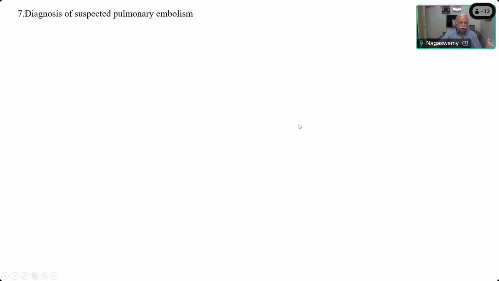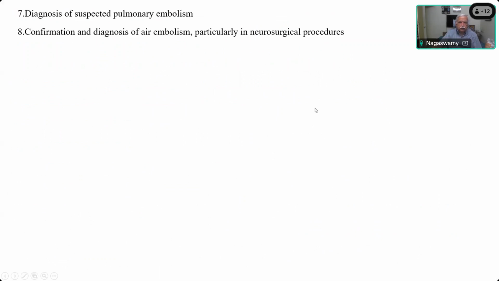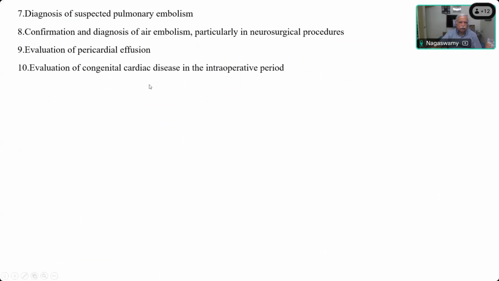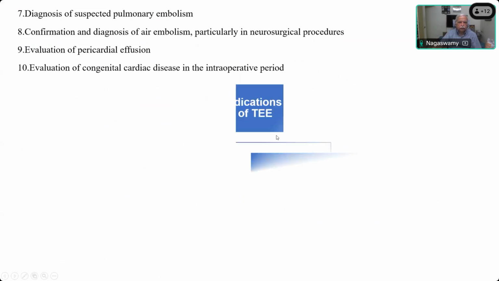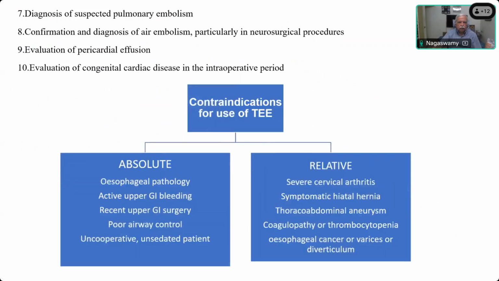And also diagnosis of pulmonary embolism, confirmation of air embolism, especially in neurosurgical procedures, evaluation of pericardial effusion, and evaluation of congenital cardiac diseases in the intraoperative period, to locate how big the VSD is or how big the ASD is, or how the anomalous venous drainage is happening. All the congenital anomalies can be clearly identified. Now, the contraindications.